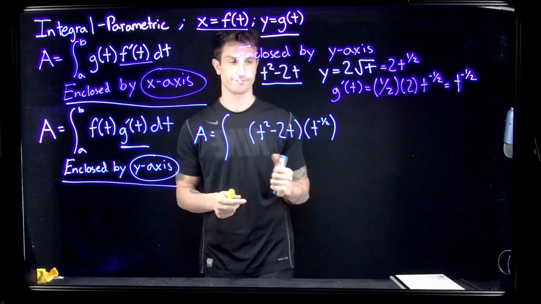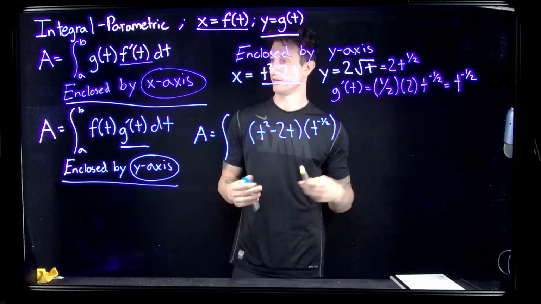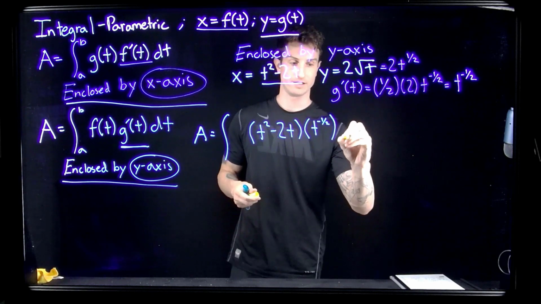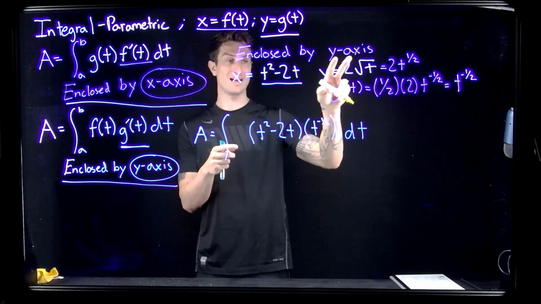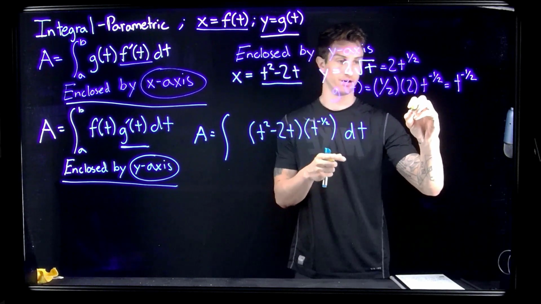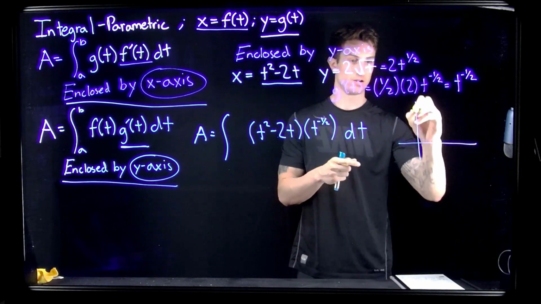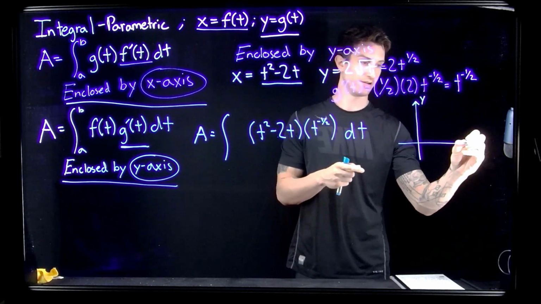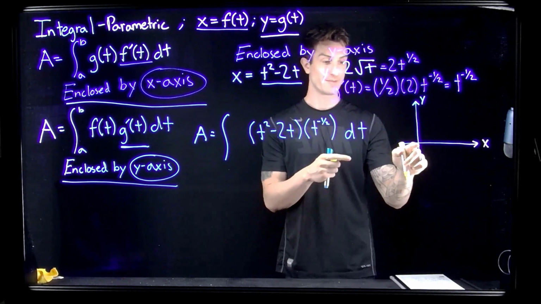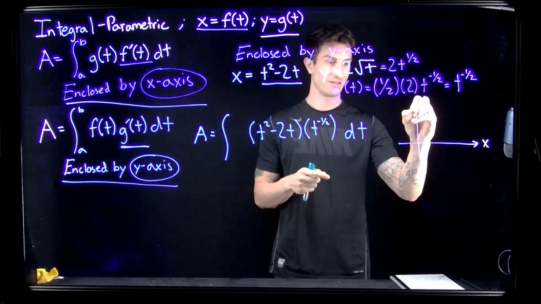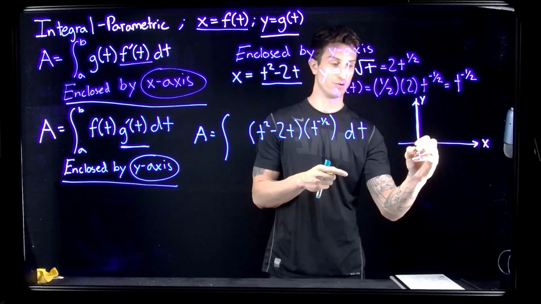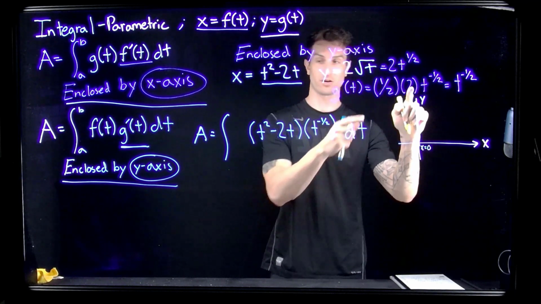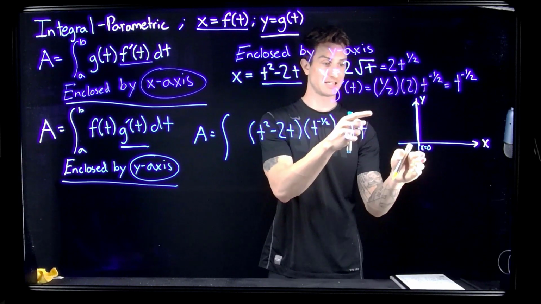Okay? And of course, don't forget, what are we integrating with respect to? dt. Now, if I said we're enclosed by our y-axis, think about that. Let's draw that over here. I'm enclosed by this y-axis here. What is my x value when I'm enclosed by this axis? Well, my x value here is equal to 0. If I'm enclosed by my y-axis, my x value is equal to 0.